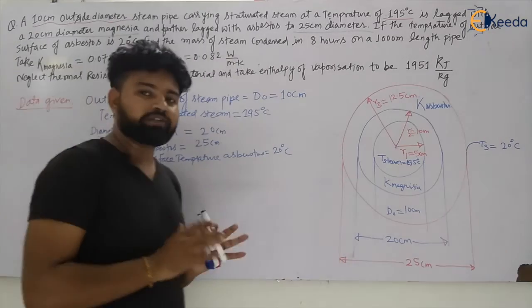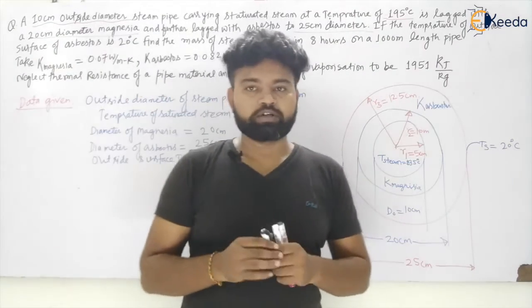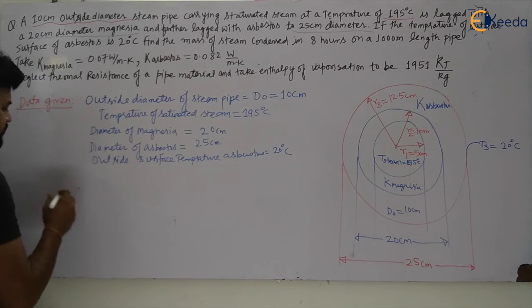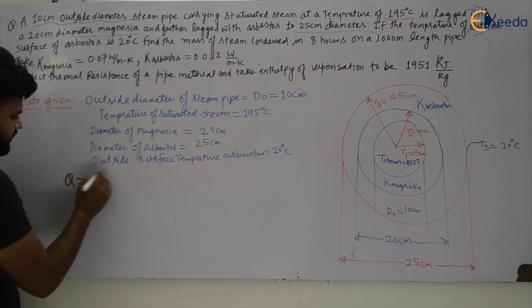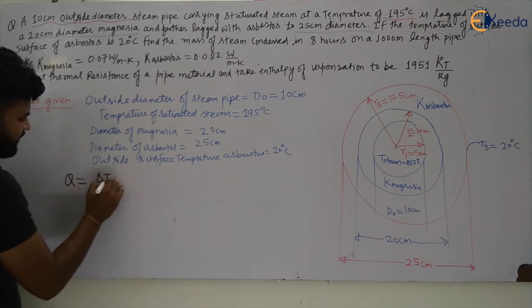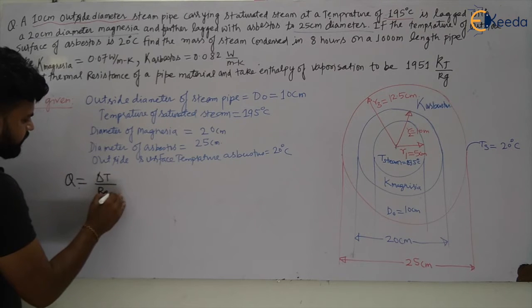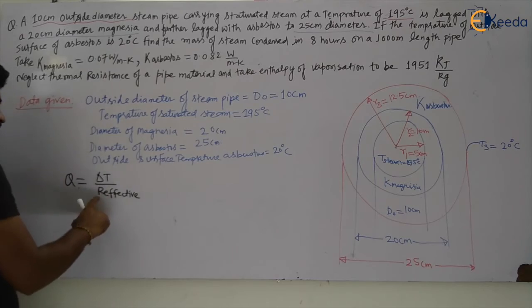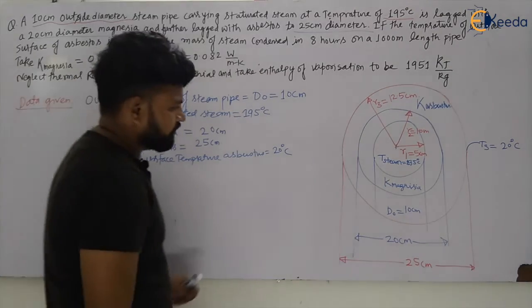Now in this case, what will happen? We will calculate all the values. Heat transfer Q will be given by nothing but delta T by R effective. So first of all, we have to calculate heat transfer, and for that we have to calculate R effective. So what will be the R effective?